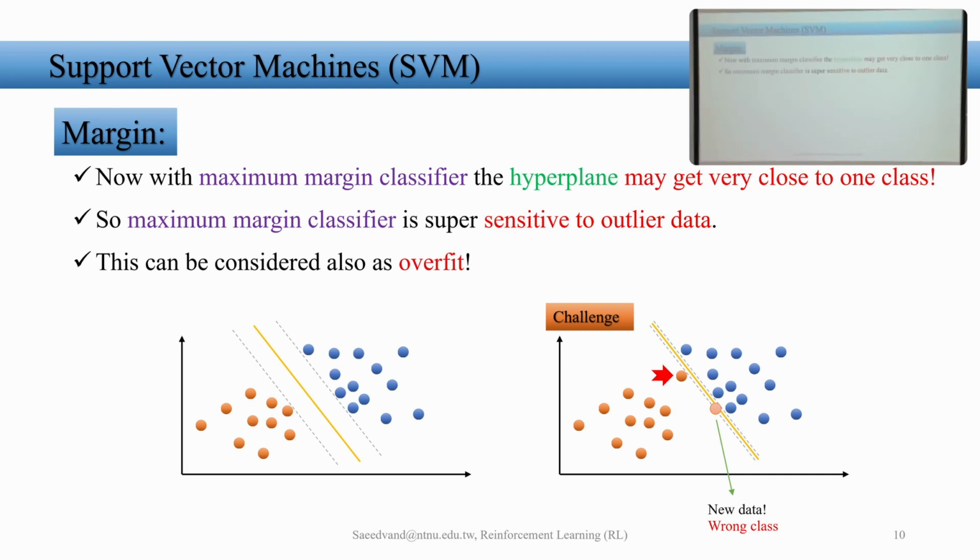Now you can find the answer. Why? Because those margins can be pushed by these data, right? Instead of being here, they can be pushed over there. So let's look at how that can happen.